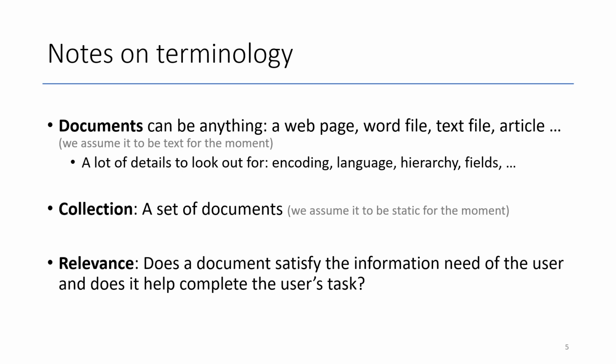A collection for us is a set of documents. And here in this lecture, we assume it to be static to make, again, things easier. But of course, in the real world, you would need to be able to update those set of documents in a lot of scenarios. And then relevance is defined as, does a document satisfy the information need of a user, and does it help complete the user's task?